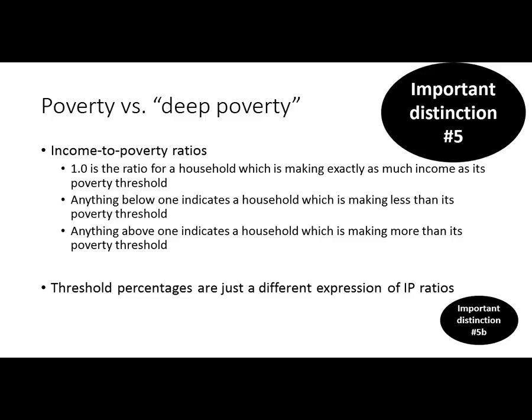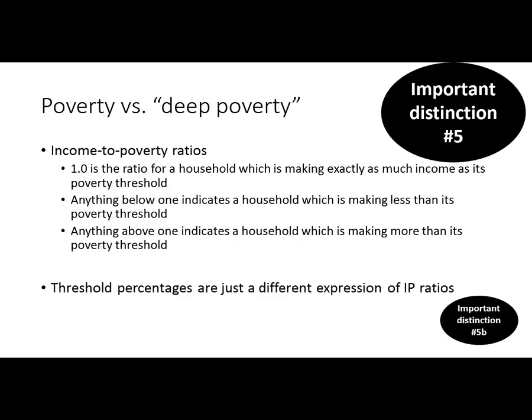Another important distinction is between poverty and what experts often call deep poverty. And the most frequent way of quantifying this is income to poverty ratios. So 1.0 would be the income to poverty ratio for a household which was making exactly as much income as its poverty threshold. And anyone below 1 indicates that a household is making less than its poverty threshold. An income to poverty ratio of 1.1, 1.2, and on up is making more than its poverty threshold.